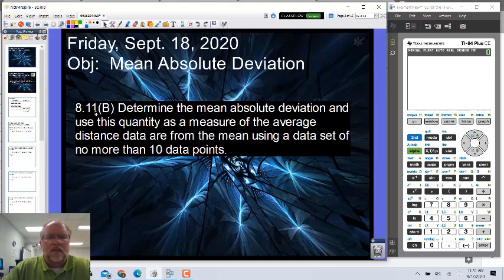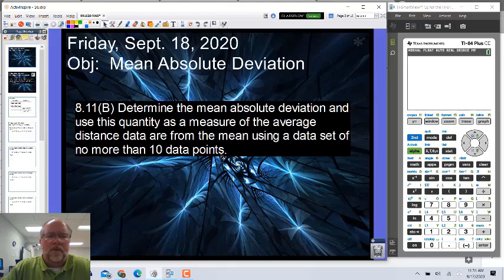Well, our standard is 8.11b, and it says that we're going to determine the mean absolute deviation and use this quantity as a measure of the average distance data are from the mean using a data set of no more than 10 data points. So that's what we have to learn today.